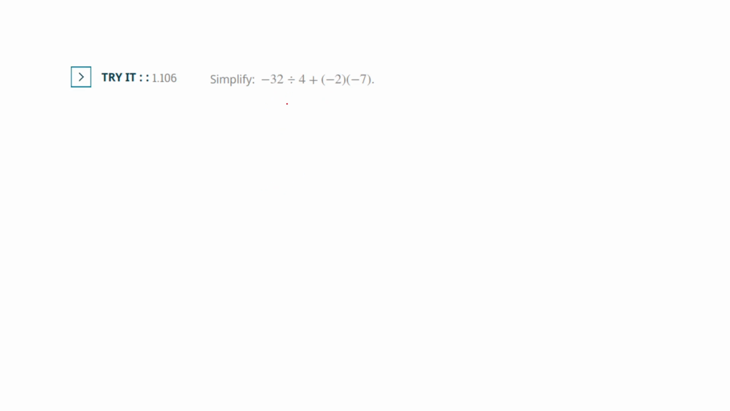All right, negative 32 divided by 4 is my first step here because it's on the left. So I'm just going to divide those. I get 8, negative and a positive. Okay, multiplication here. They make 14. It's 2 negatives make a positive. So just add them. You owe me 8. You came across 14. Your bank balance is 6.